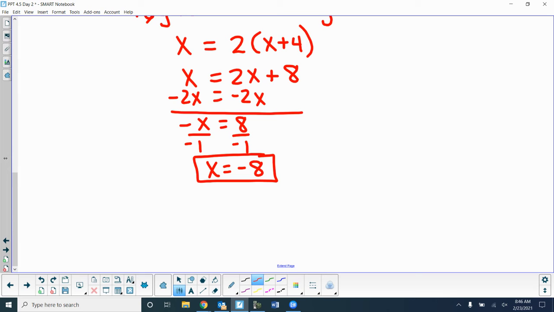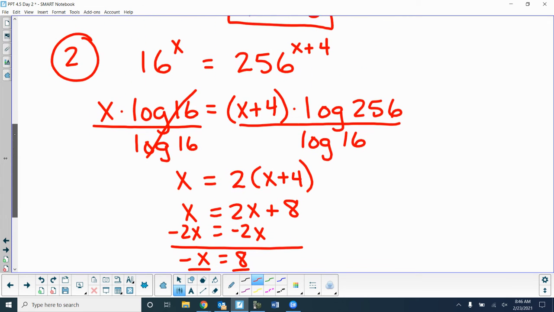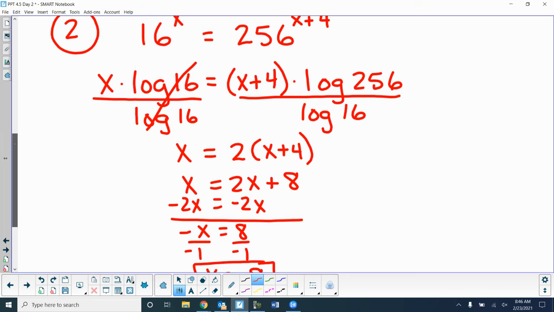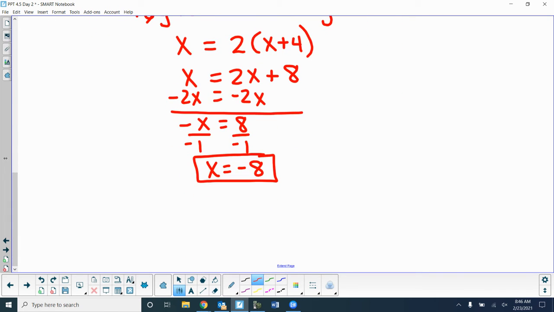And it's okay to have a negative answer. You can check it if you want. Go 16 to the -8th power and 256 to the -4th. Let's see if you get the same thing. And you will. Questions on number 2?